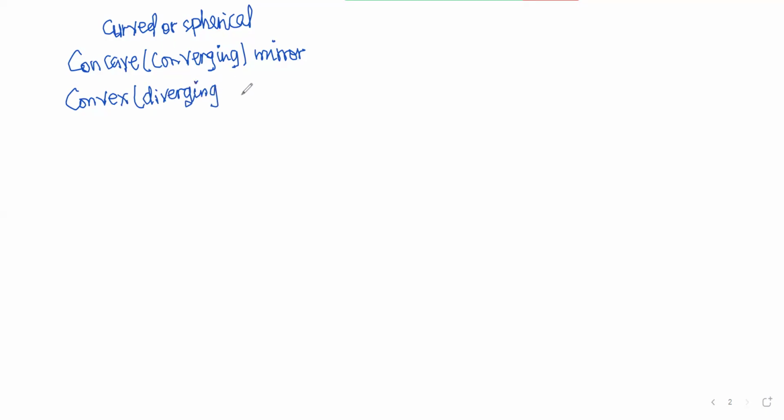We have concave mirror and concave or converging mirror, and we have convex or divergent. Curved mirrors or spherical mirrors are just part of the spherical ball. Okay, so it's part of a ball, a ball whose shape looks like a sphere. So when part of it is taken and shaded, we form the mirror.